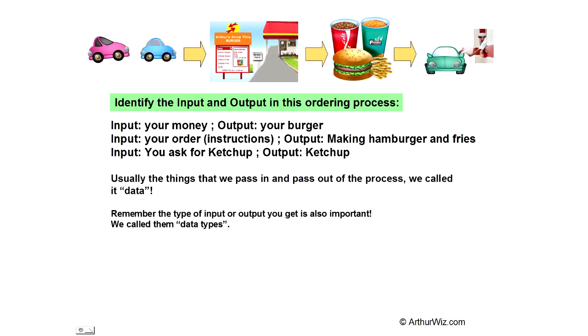Another way to look at this is that what you want, the instruction, is the input and the output is making your burgers and fries. Or the input can be that you ask for additional things that are not on the menu, such as condiments like ketchup, and the output will be simply receiving the ketchup. Usually the things that we pass in and pass out of the process, we call data. And remember that the type of input or output is also important, and we call them data types.